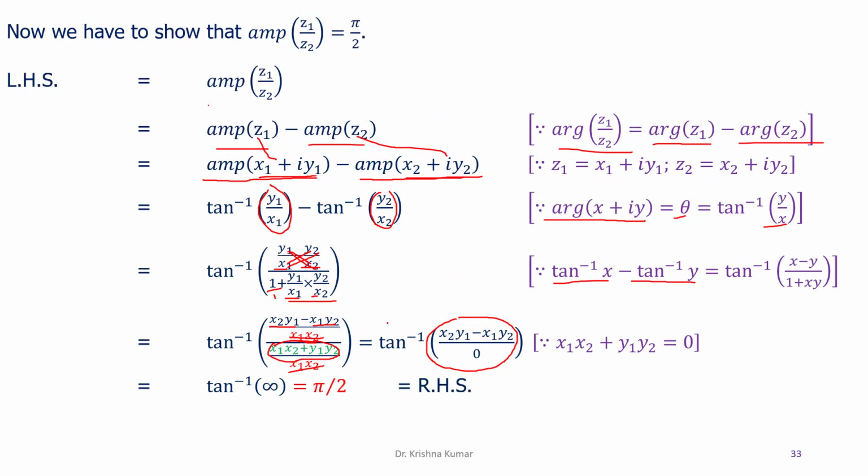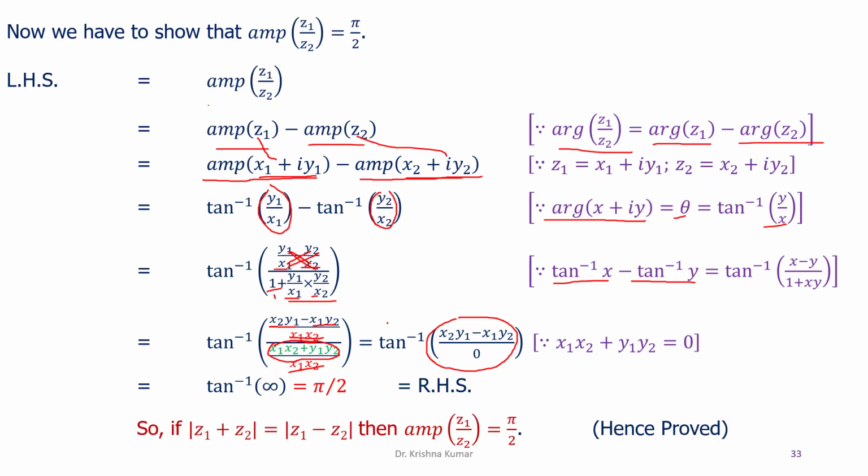So hence we prove that if mod of z1 plus z2 is equal to mod of z1 minus z2, then the amplitude of z1 by z2 is equal to pi by 2. So this is the final result. Thank you.